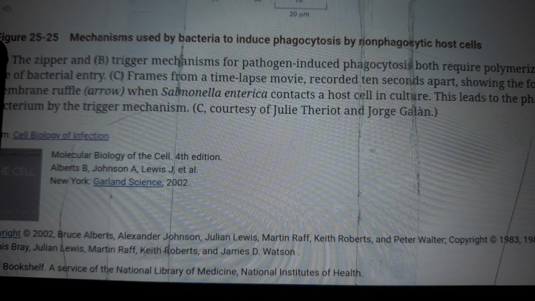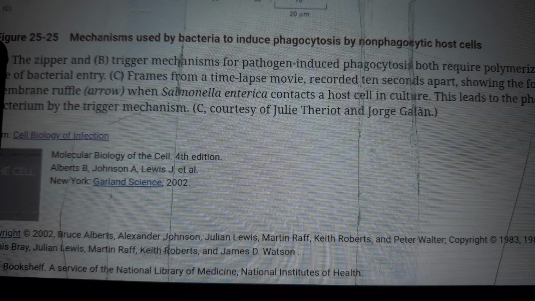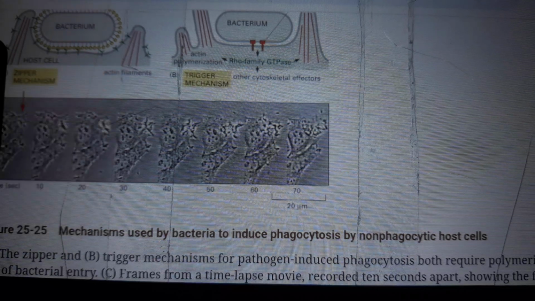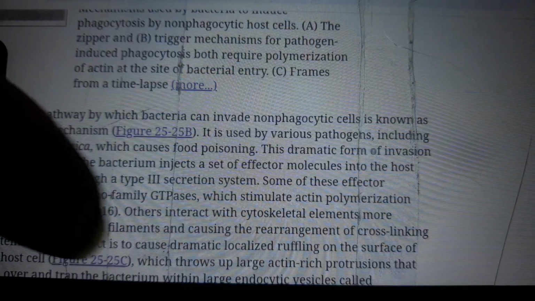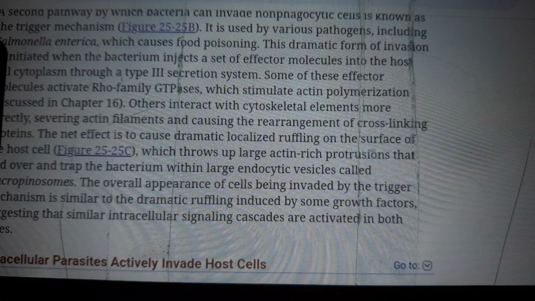When Salmonella enterica contacts a host cell in culture, this leads to the phagocytosis of the bacterium by the trigger mechanism. That's interesting to note. Okay, going back to the subject proper. A second pathway by which bacteria can invade non-phagocytic cells is known as the trigger mechanism.